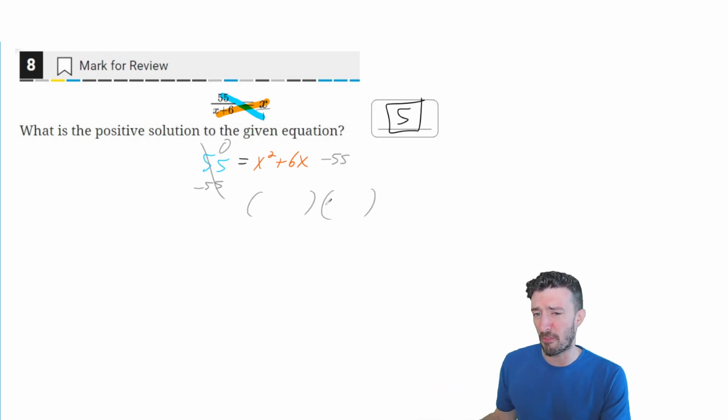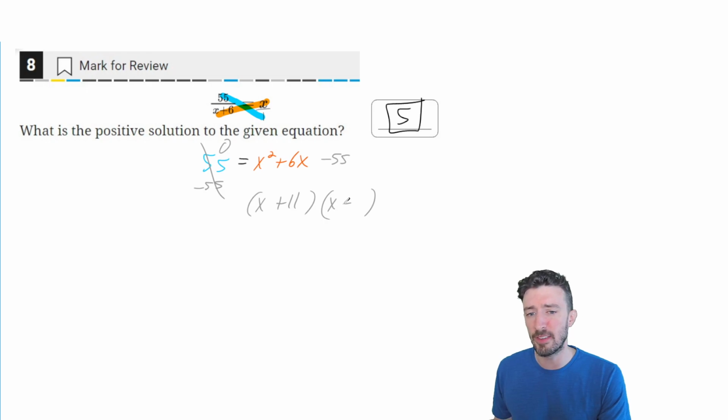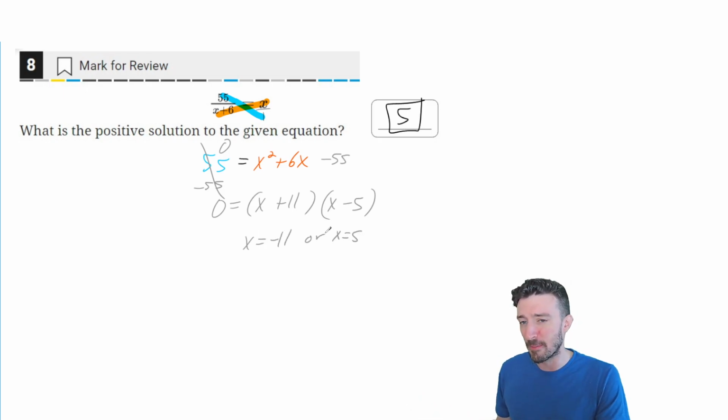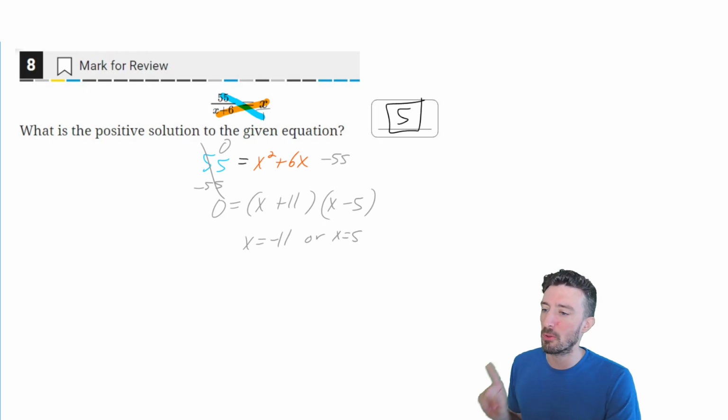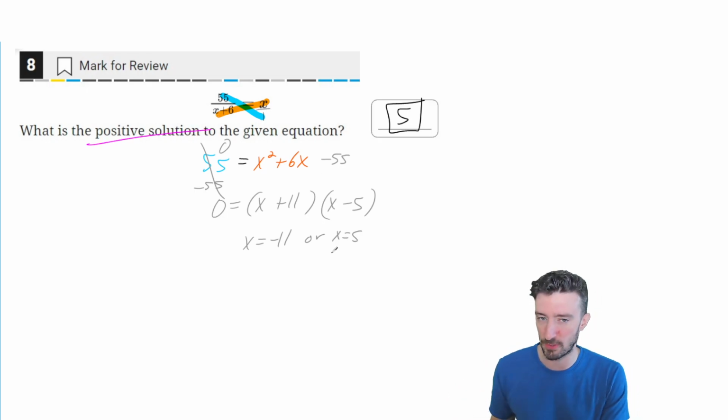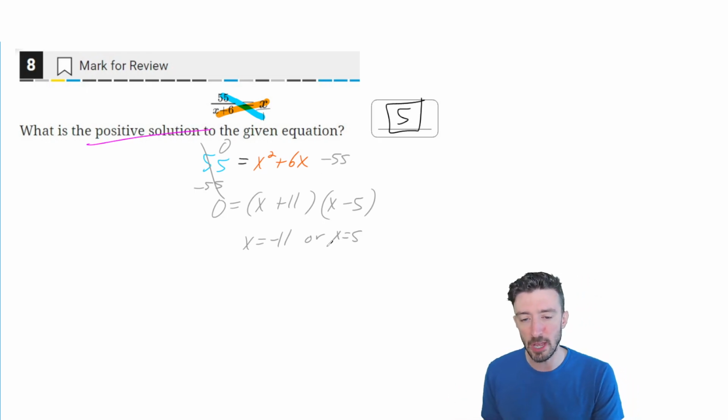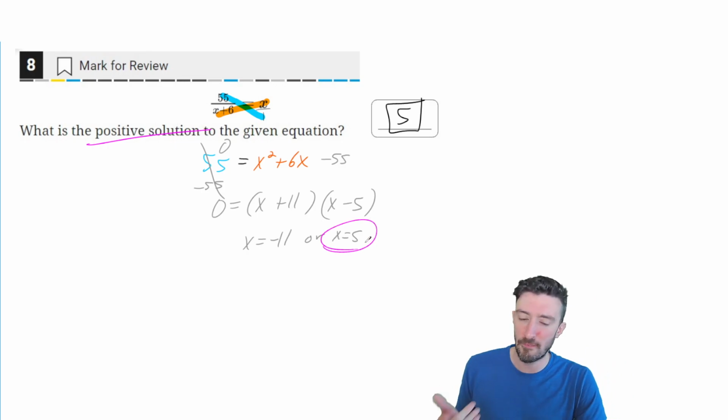I then would have to factor this, and this is going to factor into x plus 11, x minus 5, and that means x will equal negative 11 or 5, but they were only looking for the positive solution. So it turns out the answer is 5.